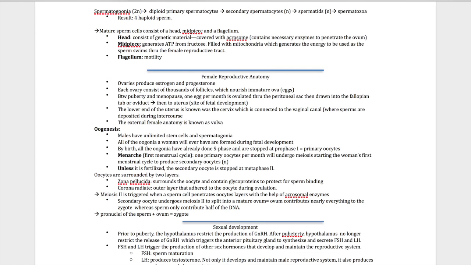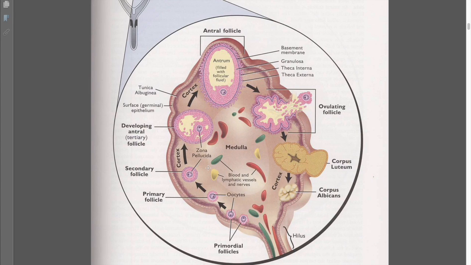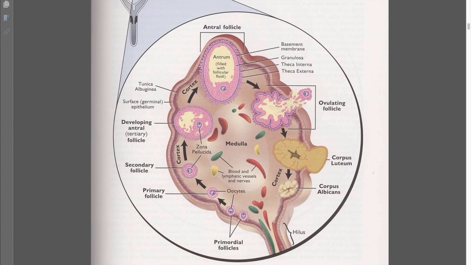All right, we're going to talk about female reproductive anatomy. Ovaries produce estrogen and progesterone. In male, Leydig cells were the ones that produced testosterone and androgen, right? Leydig cells were part of the testes. Each ovary consists of thousands of follicles. What it means by that is, let me just pull up the textbook that I got from my animal reproduction class.